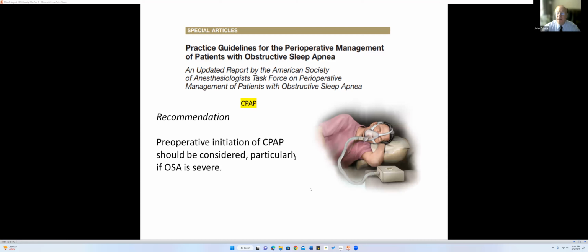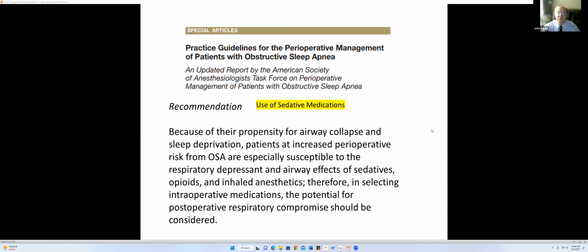What about the patients with CPAP devices? Preoperative initiation of CPAP should be considered, particularly if obstructive sleep apnea is severe, and many of the patients come with their own device. What about the use of sedative medications?